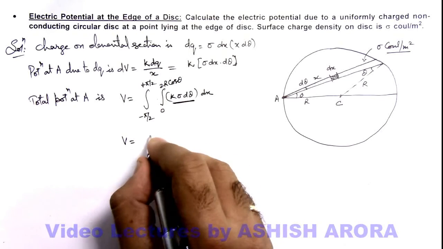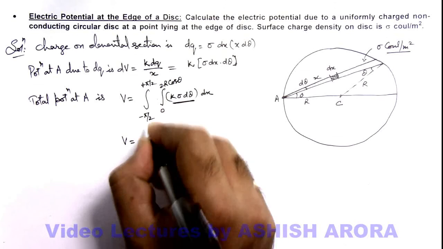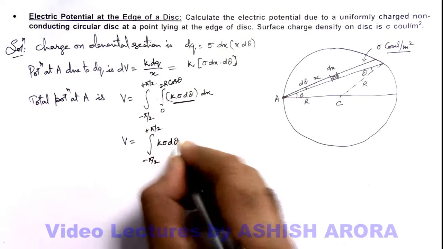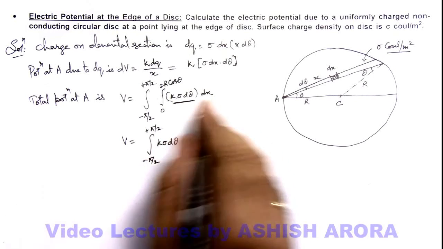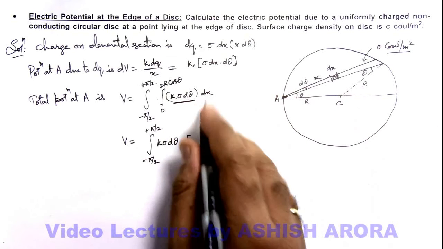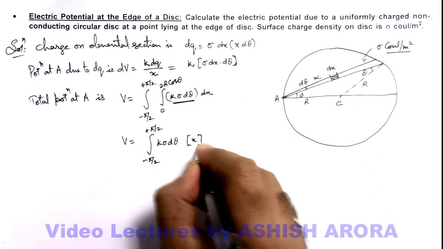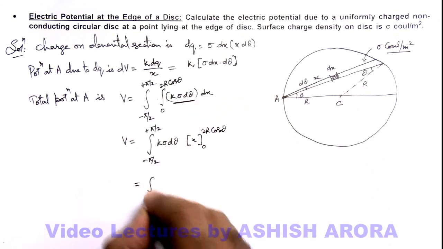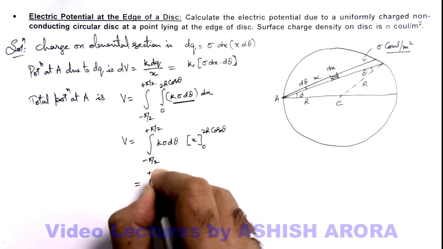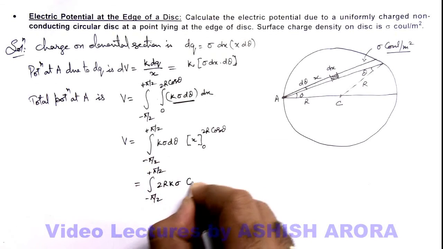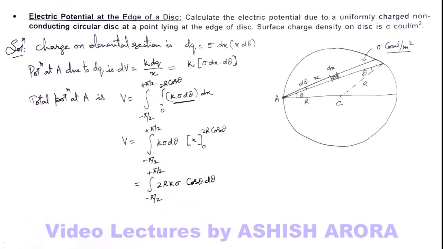So this potential will be the integration from minus pi by 2 to plus pi by 2. K sigma d theta will be a constant, and x will be integrated within limits from 0 to 2r cos theta. So this dx will be integrated as x. We apply limits from 0 to 2r cos theta. So this will be the integration from minus pi by 2 to plus pi by 2 of 2r k sigma cos theta d theta.